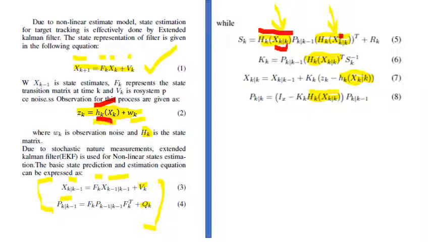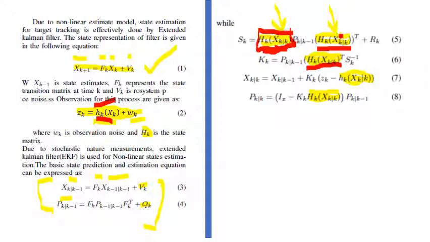I am going to shortly tell you about what will be the elements of this Jacobian matrix and so on. So now, instead of H being a constant, you have H as a function of the state vector. So this is a function of the state vector. We are not multiplying H with X. Similar thing goes for this one. Same thing goes for this one.